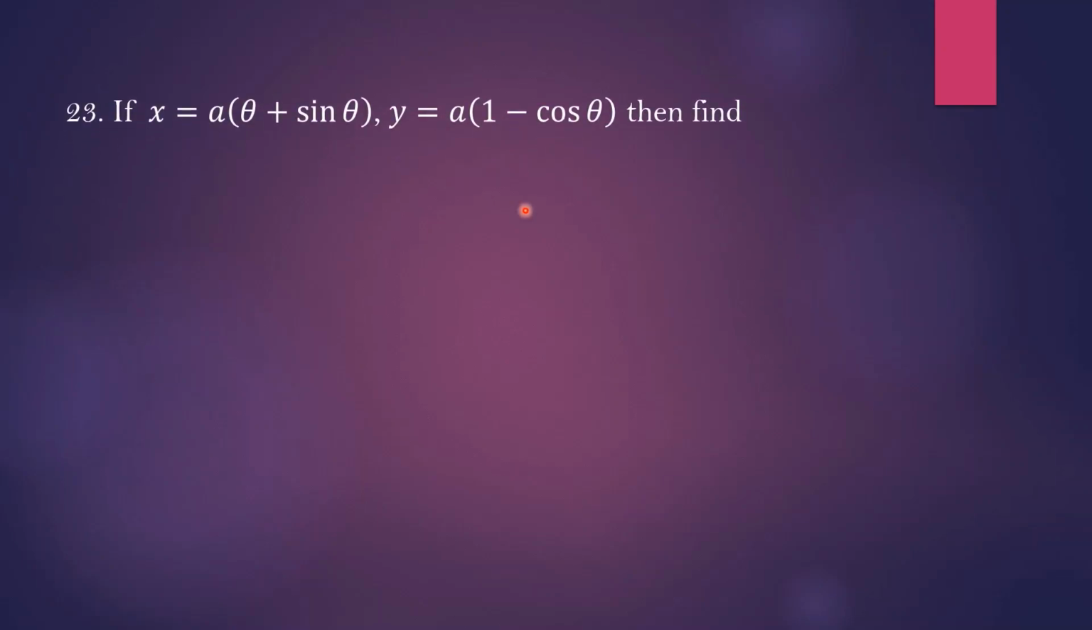Similar problem: x is equal to a into theta plus sin theta, y is equal to a into 1 minus cos theta, then find d2y/dx2 at theta is equal to 0. This question is already solved in the parametric chapter.